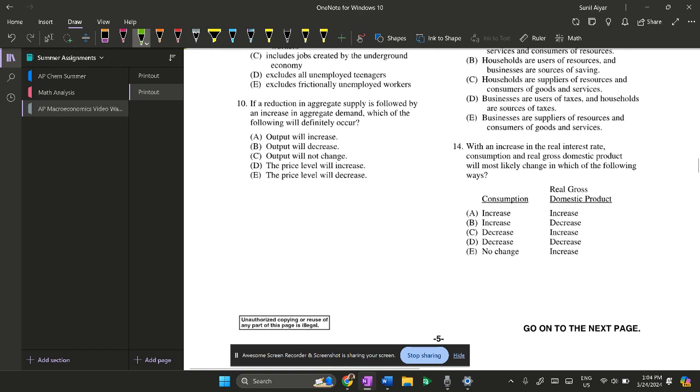Okay, number 10. So if a reduction in aggregate supply is followed by an increase in aggregate demand, this is just simply draw it out. So here we have PL, Y, we can put it as, and then our, I'm not going to write AD, SRAS, useless, just to save you time. So reduction in aggregate supply, so now we're here, and then an increase in aggregate demand.